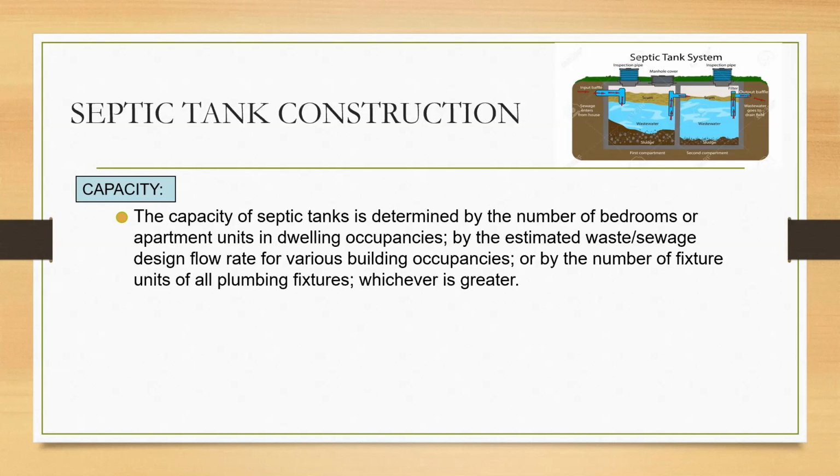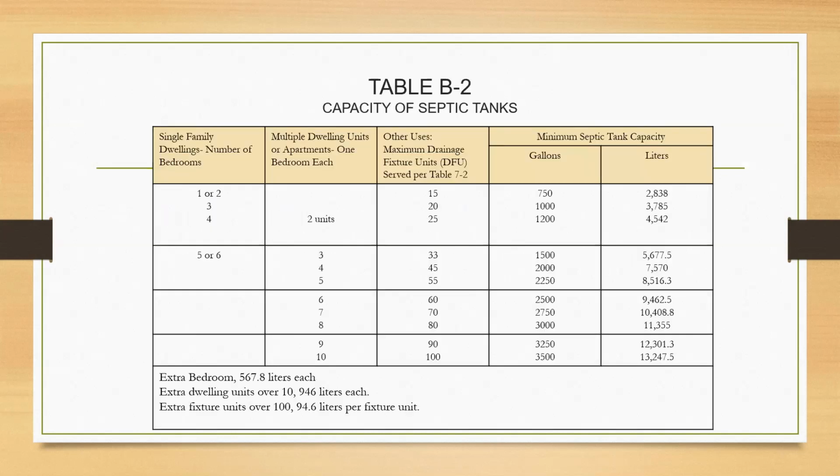So ito po 'yon. Sa table B-2 or nasa appendix po ito, the capacity of septic tanks, meron po tayong ritong 5 columns. So for the first column, nandito po yung single family dwellings, number of bedrooms, kung ilang bedrooms po yan nandyan. O di kaya ang iyong basis is multiple dwellings, or di kaya yung maximum drainage fixture unit served nasa table 7-2. So for single family dwelling na 1 to 2 number of bedrooms, so equivalent po diyan na volume ng septic tank ay 750.